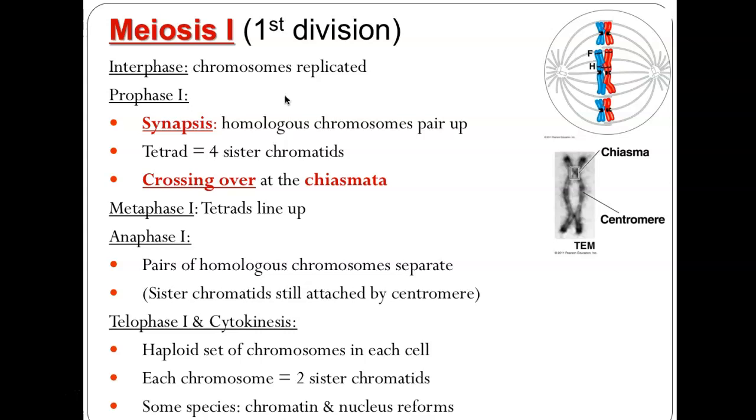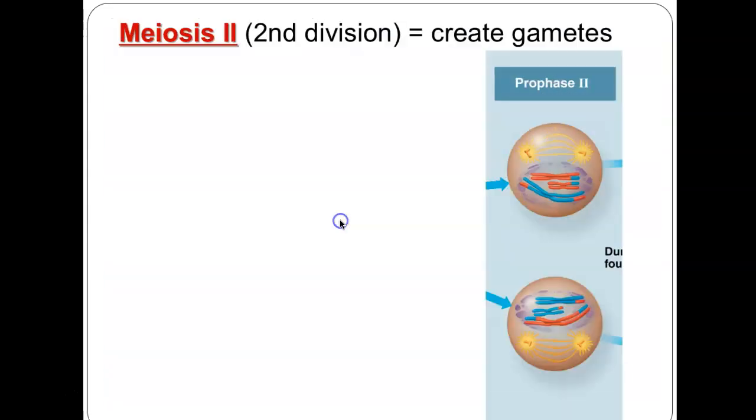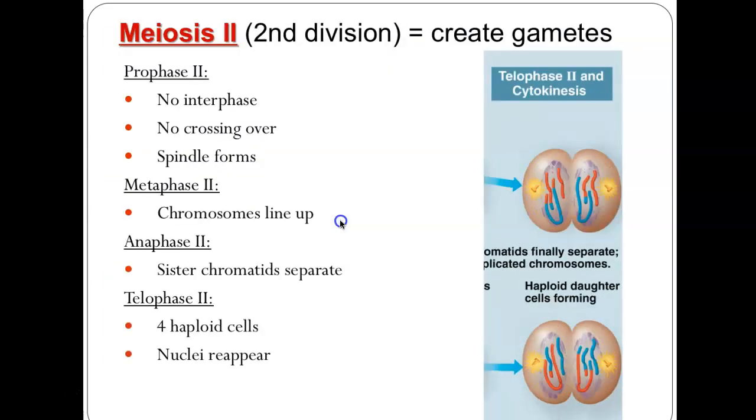I'm having trouble making this sentence. Okay. Well, synapsis is when homologous chromosomes pair up during prophase and they perform crossing over at the site. The site of crossing over is the chiasmata. So get from that what you will. I'm going to keep going.